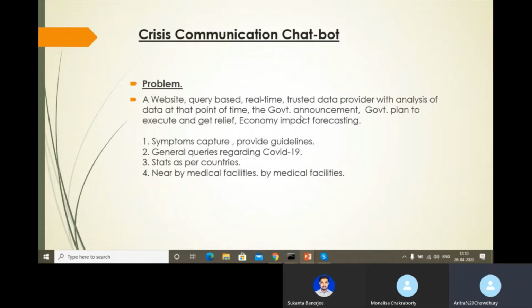So today we'll be providing a solution through a website for the respective problems over here. The first problem is capturing symptoms and providing the guidelines. Secondly, we'll be going through the general queries regarding COVID-19 and showing the stats as per the countries, and showing the nearby medical facilities. We couldn't implement the fourth one, so we'll be providing it as a future scope.